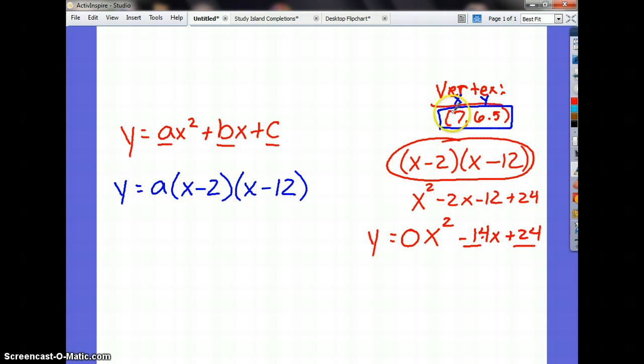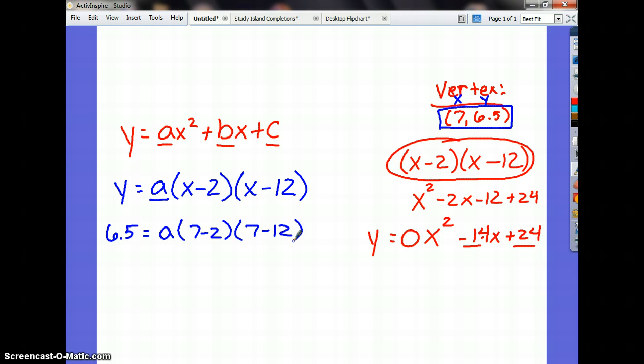I'm going to substitute in my vertex. So for the y value, we're going to take the 6.5 and substitute that in for y. Remember, we're trying to solve for a here. We don't know what that leading coefficient is, so that's going to stay the same. And then lastly, in for x, I'm going to substitute in 7. So I have a 7 minus 2 times a 7 minus 12.